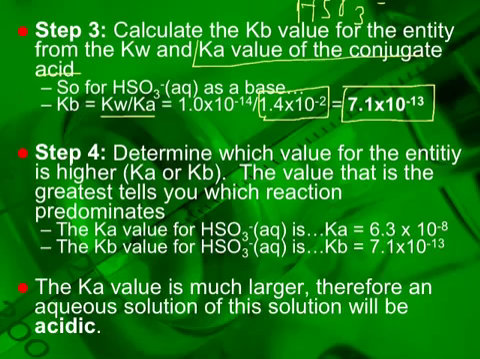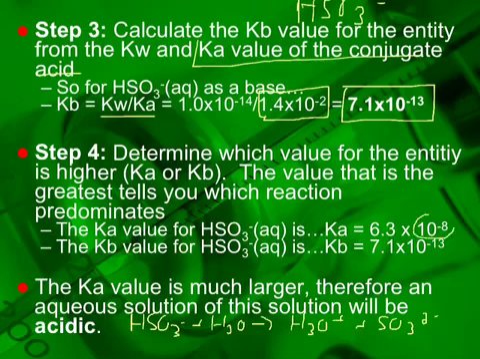That is, HSO3- will react with water to produce hydronium, H3O+, and SO3 2-. However, this is a very, very weak acid. The Ka is times 10 to the minus 8. So even though the forward reaction will predominate, it will not happen a lot.